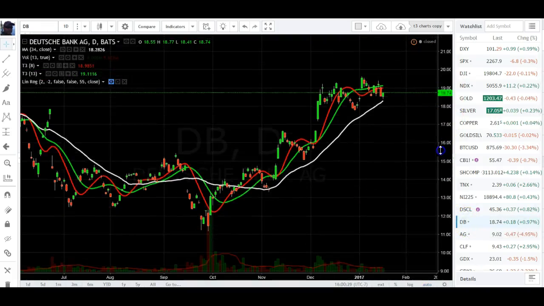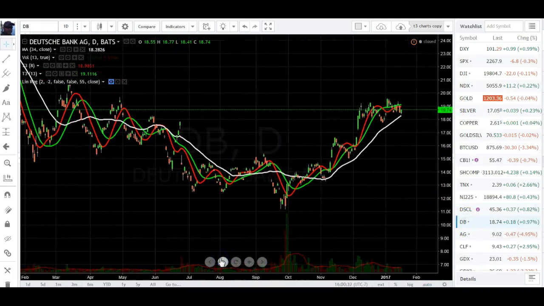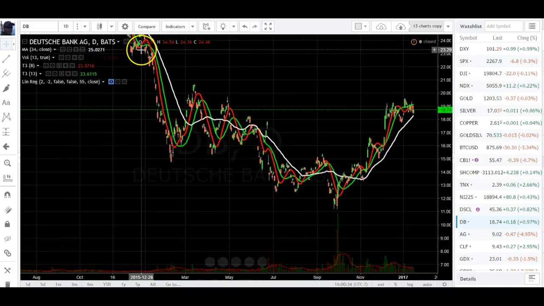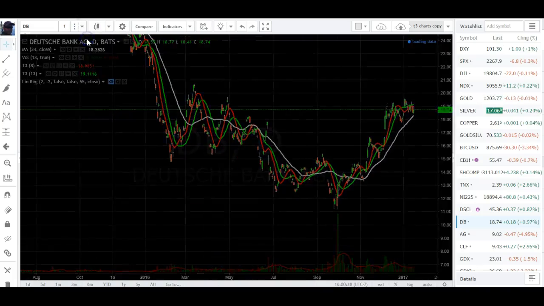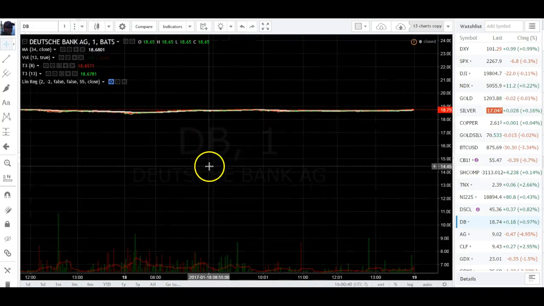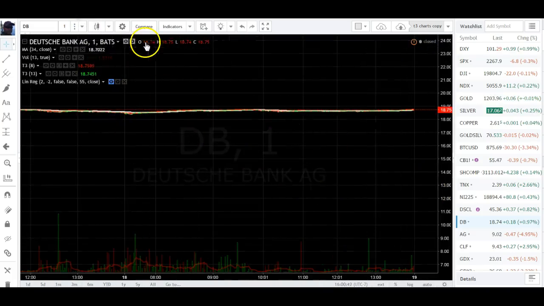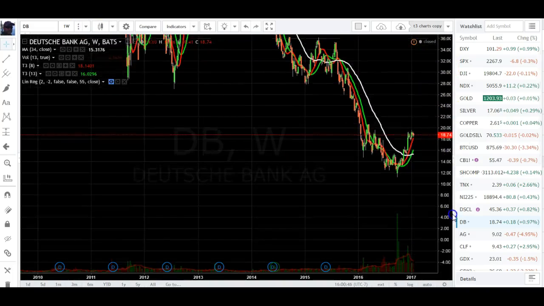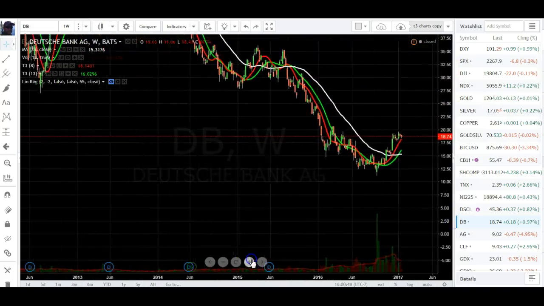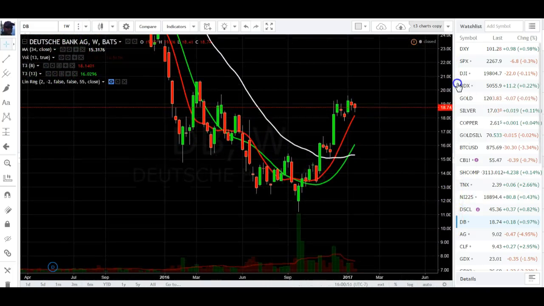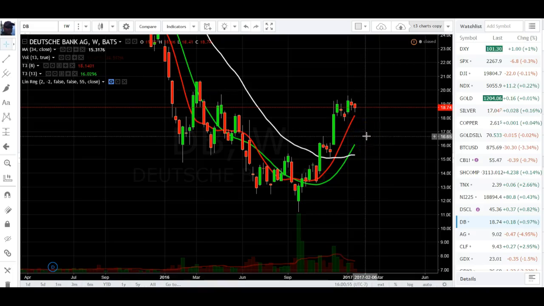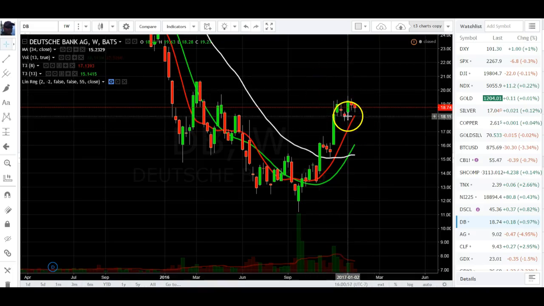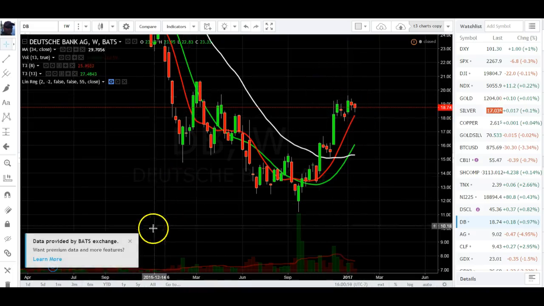Deutsche Bank, word on the street is someone satisfied some of their derivatives. Not sure of that, but some banks in China, I guess. So we'll see how that works out. But it's got a top forming.